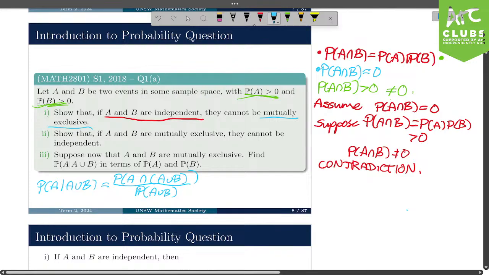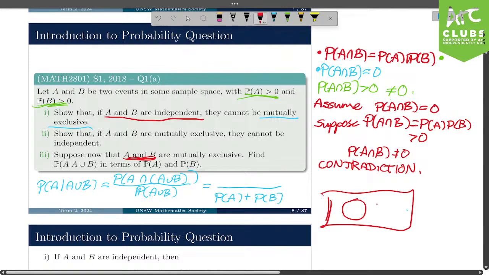Right. But we know that A and B are mutually exclusive. So the probability of A union B is just going to equal the probability of A plus the probability of B. And we know that just because we can draw out our Venn diagram. So if they're mutually exclusive, things look like that. We have A, we have B. And the probability of the union is just going to be the sum.